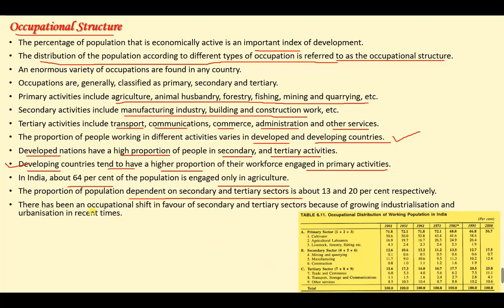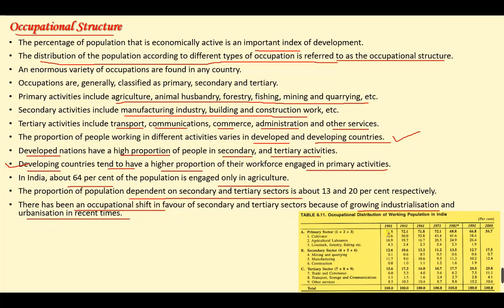There has been an occupational shift in favor of the secondary and tertiary sector because of the growing industrialization and urbanization in recent times in our country. This occupational shift has been seen. By this you can understand.